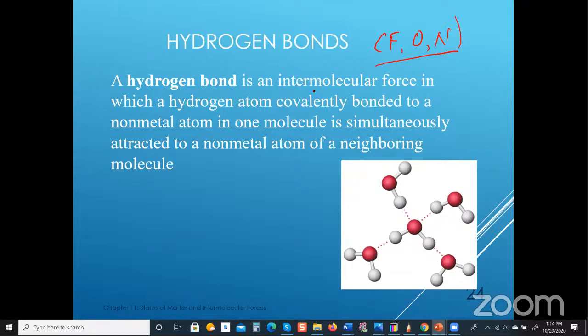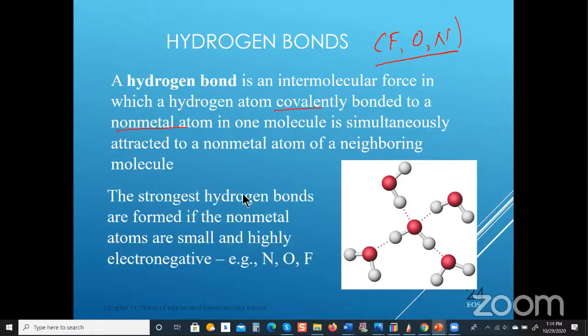As I was saying, the hydrogen atom is covalently bonded to a non-metallic atom, which would be one of the three I mentioned earlier, in one molecule, and is simultaneously attracted to a non-metal atom of a neighboring molecule. So what is mentioned here is that the three atoms must be nitrogen, oxygen and fluorine. You're going to see shortly why these are the three elements we're talking about in this context: these atoms are the three most electronegative elements in the periodic table.